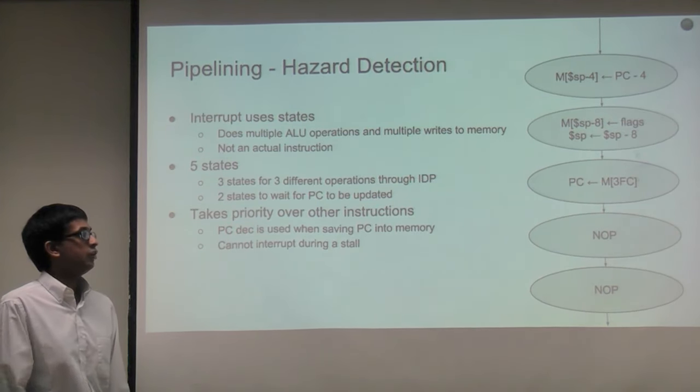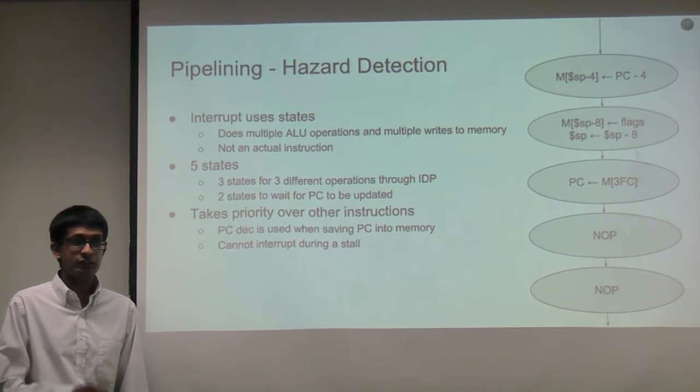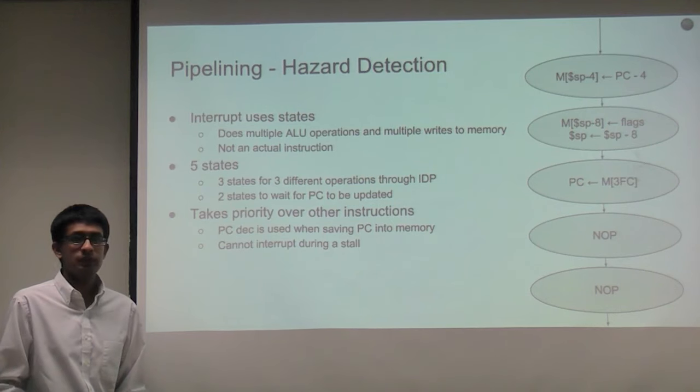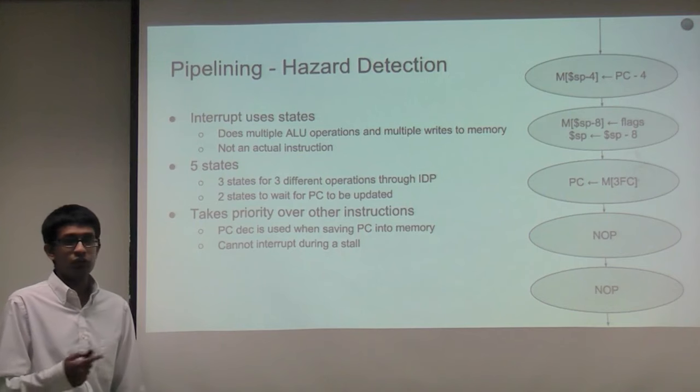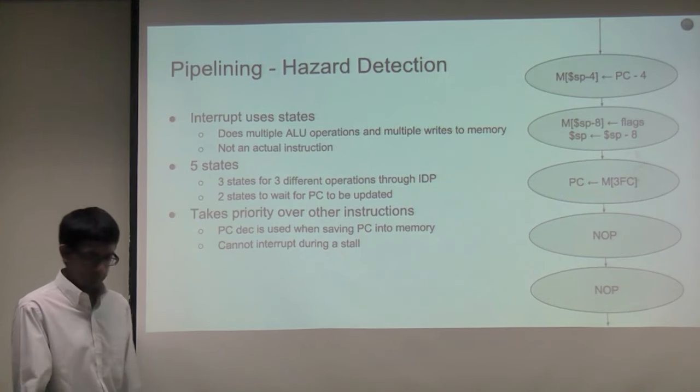Also note that interrupts cannot be done during a stall. If you're in between a jump or a branch, it has to wait for that to finish before you can actually interrupt. This is to prevent any potential errors if you were to interrupt in between a branch or a jump or something.